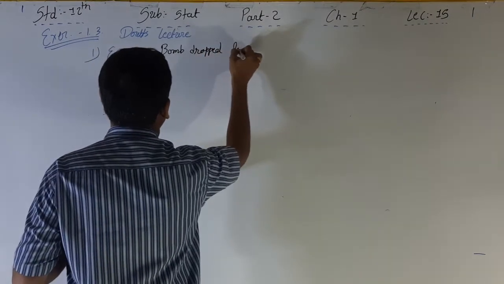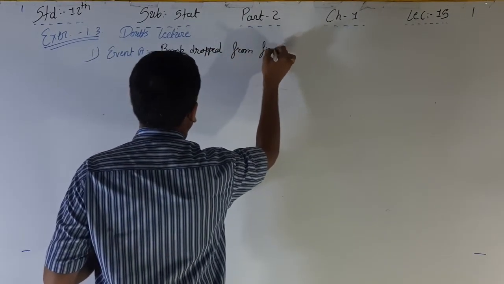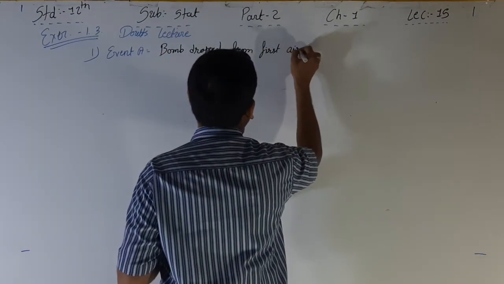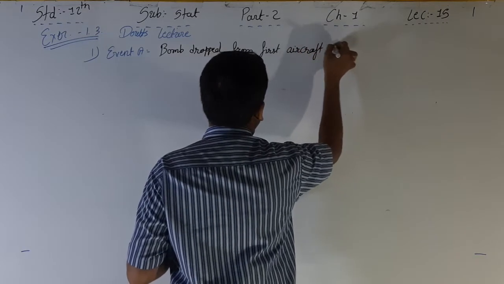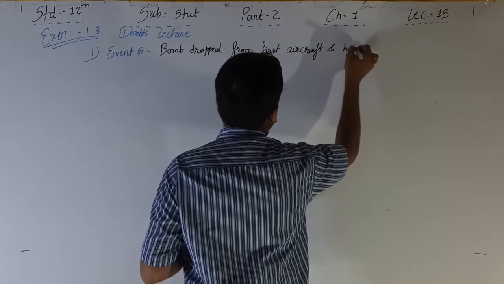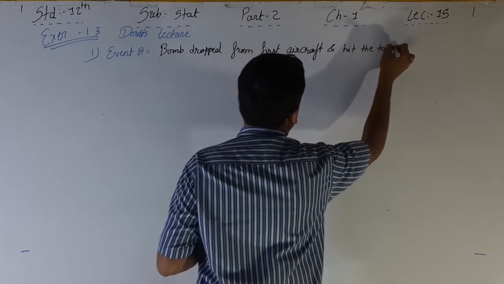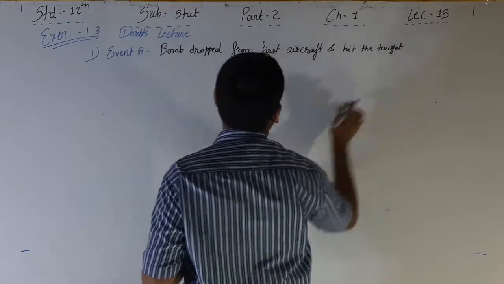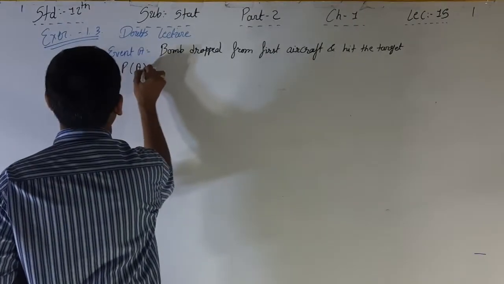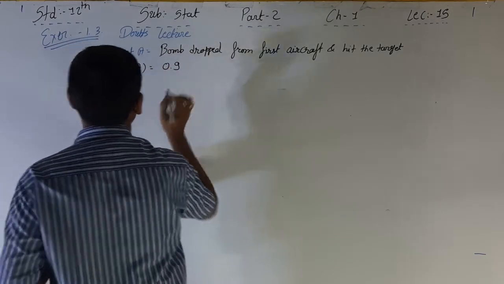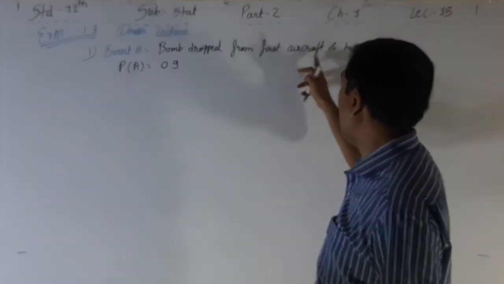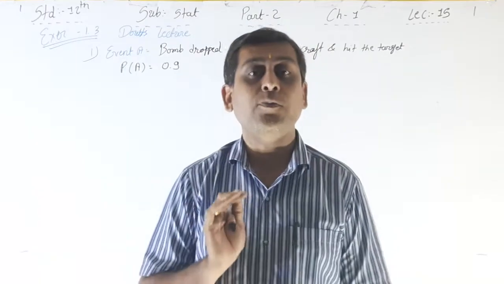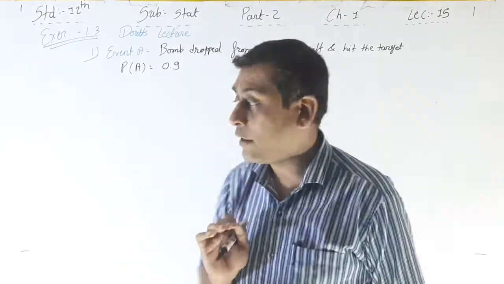Bomb drop from first aircraft and hit the target. That is the probability, so P of A is equal to 0.9, it is given. Bomb drop from first aircraft and hit the target, that is the probability of first aircraft, that is P of A is equal to 0.9.